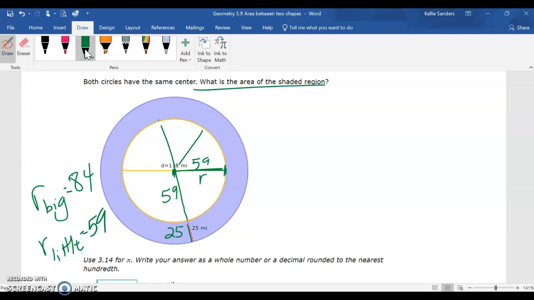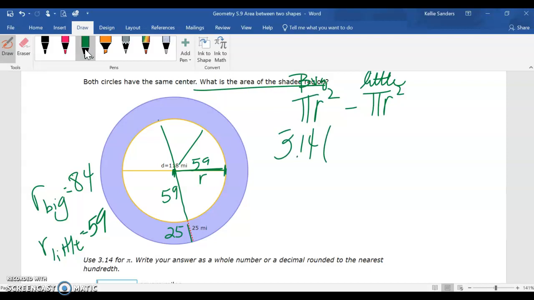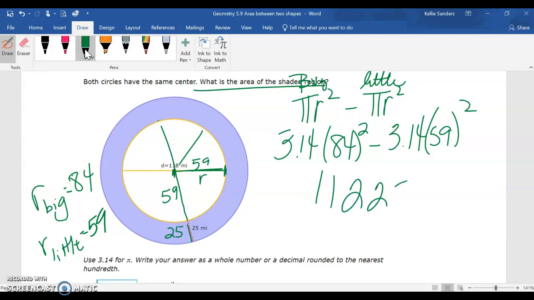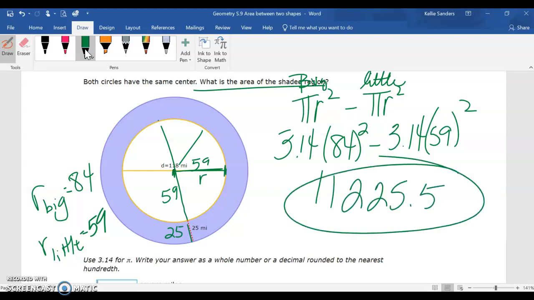And what is the area of the shaded region? So pi r squared minus pi r squared. This is the big, this is the little. And so 3.14 times 84 squared minus 3.14 times 59 squared equals 11225.5, and that's the answer for that one.